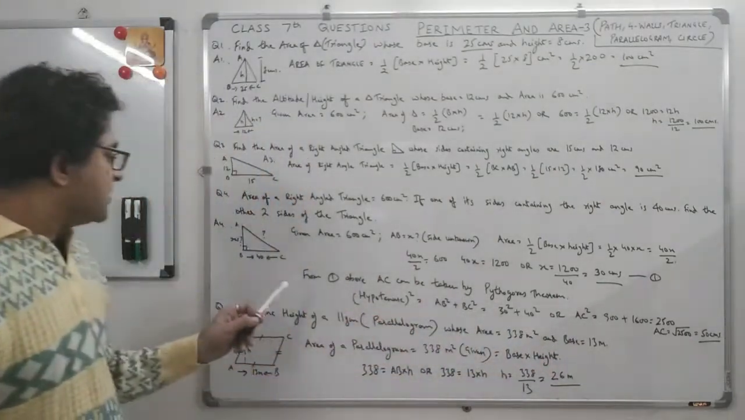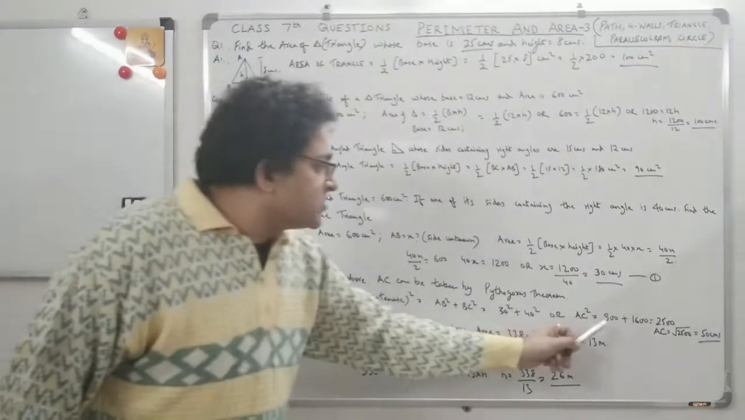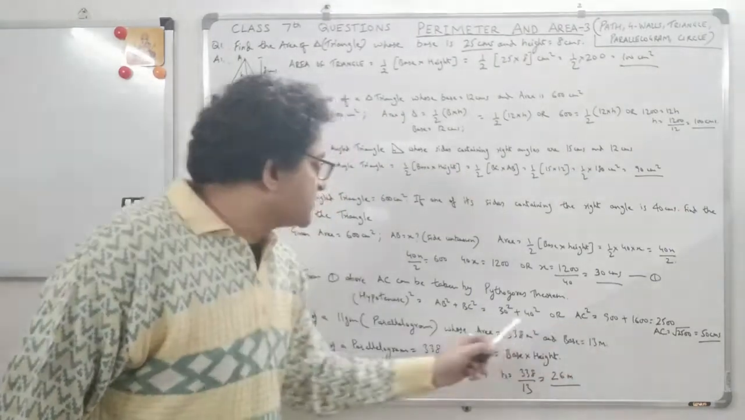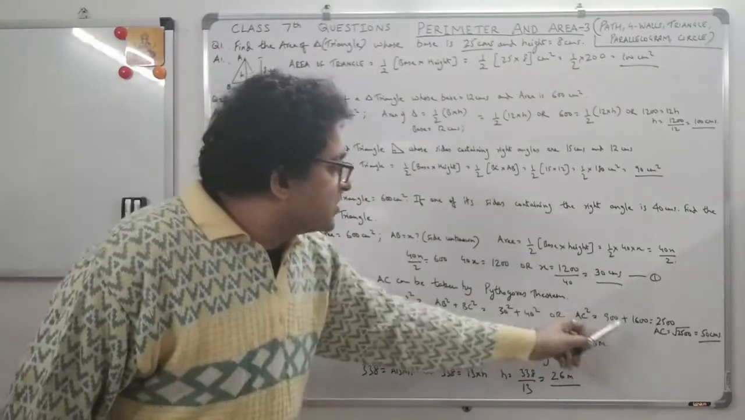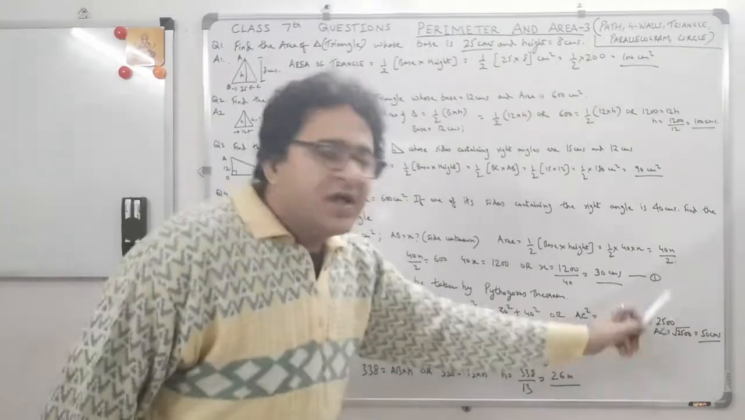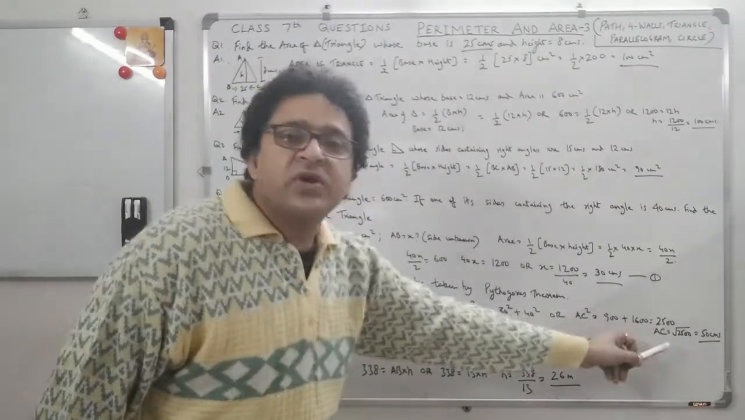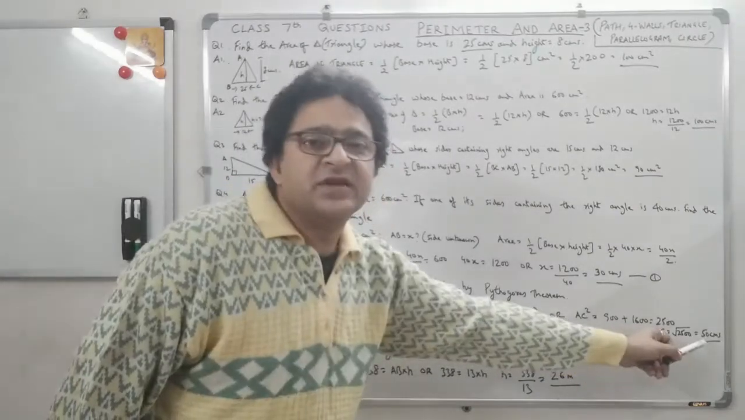Which is AC square is equal to, this is AC, right? AC square is equal to 900, which is 30 square, and 40 square, which is 1600. So AC square is equal to 2500, and AC is equal to square root of 2500, which is 50 centimeters. Okay.